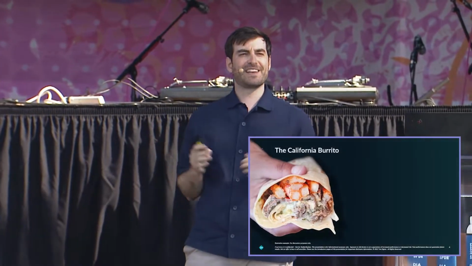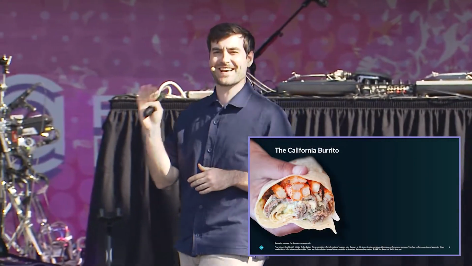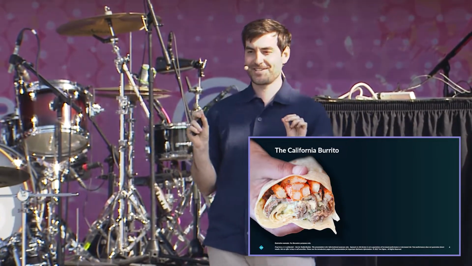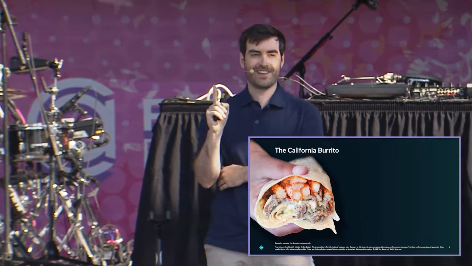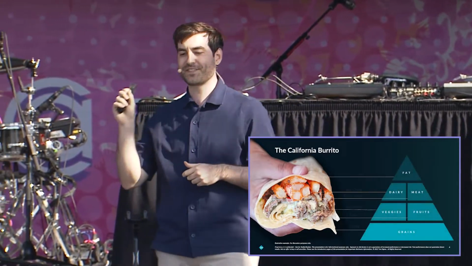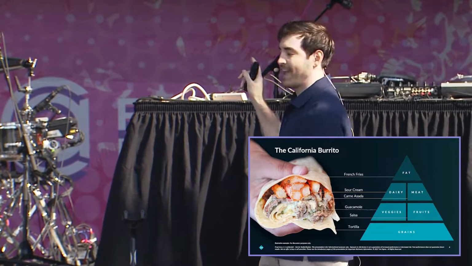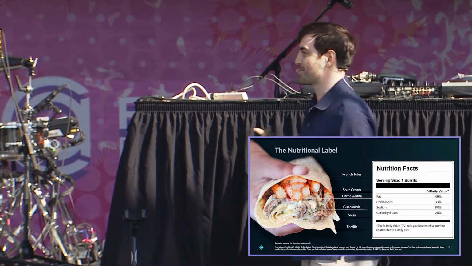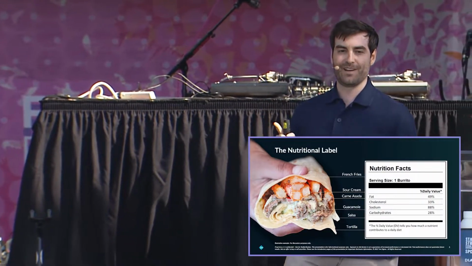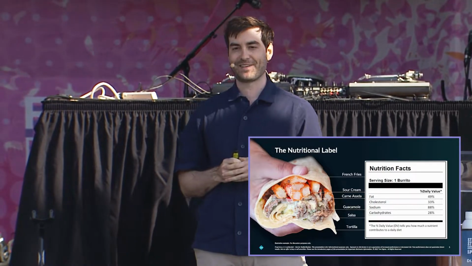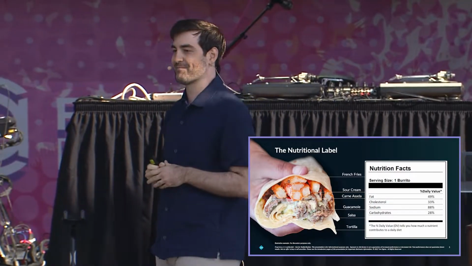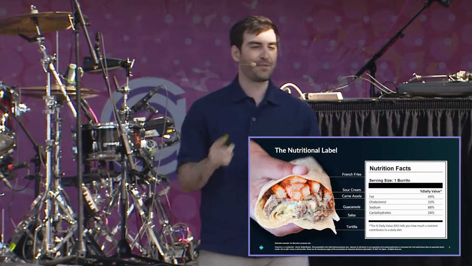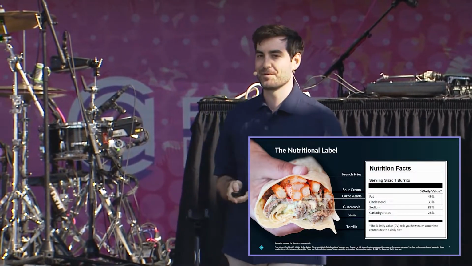So when I first landed in California, one of the first things I did was have the California burrito, and it was delicious. In fact, it was so good, I convinced myself it was a perfectly balanced meal. After all, it hits every food group on the food pyramid. But what's the real story? Well, one burrito had 49% of my daily fat and 88% of my daily sodium. It turns out my health decisions were better made by the nutritional label and not the food pyramid.